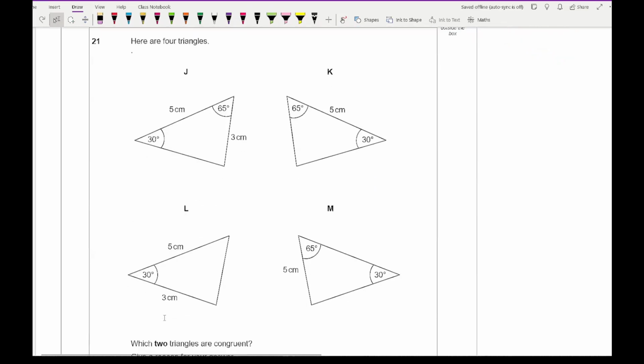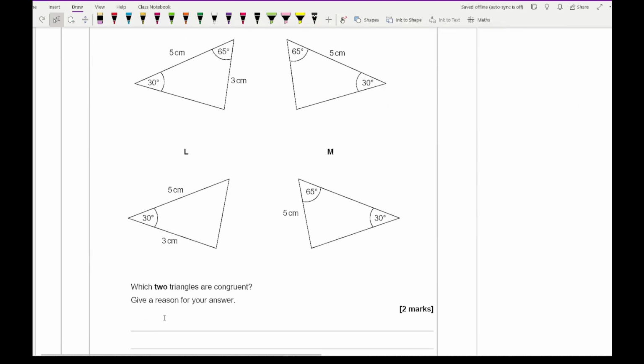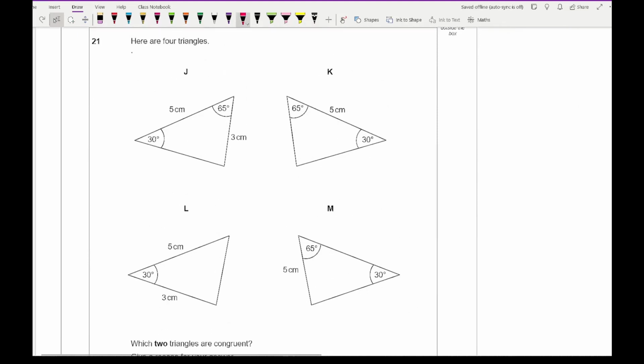Then moving on to question 21, it says here are 4 triangles, and the question is asking us which 2 triangles are congruent, and we need to give our reason for our answer. So with this, let's just have a look at each triangle. Well, in terms of the sides, I can't think I can do anything with that because I can't work out what this side here is without using advanced trigonometry, which is on a high level, but I can work out what angle this is going to be.